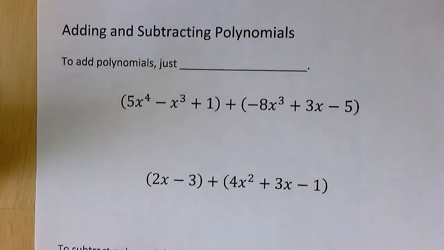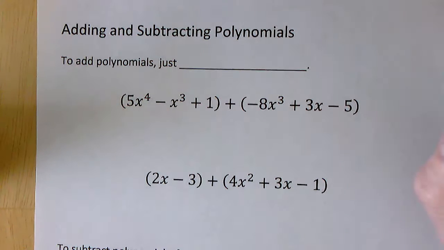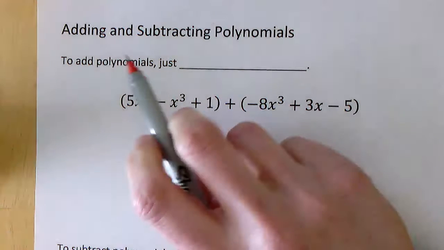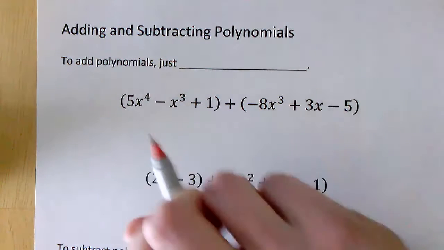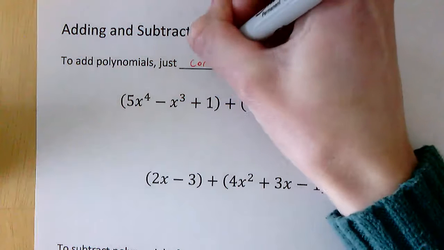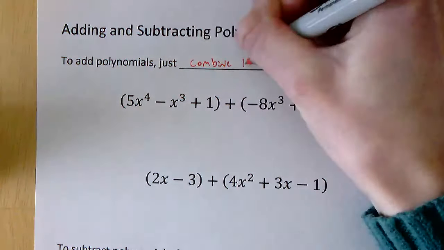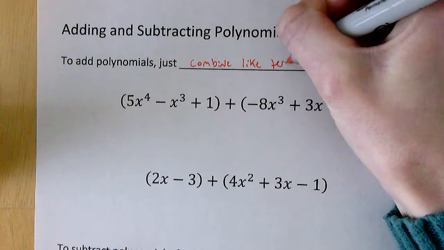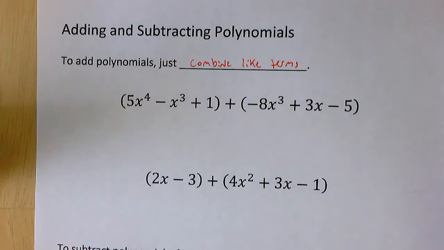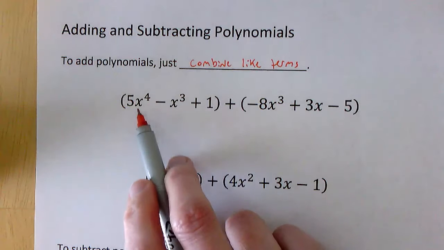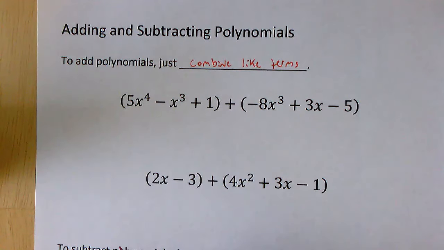All right, so our next topic is adding and subtracting polynomials. Right now, this is something that we've actually been doing the whole year. We've just never called it adding and subtracting polynomials because all you have to do to add polynomials is combine like terms, right? And we've been doing this for a long time. So remember, like terms are terms where they have exactly the same variable.